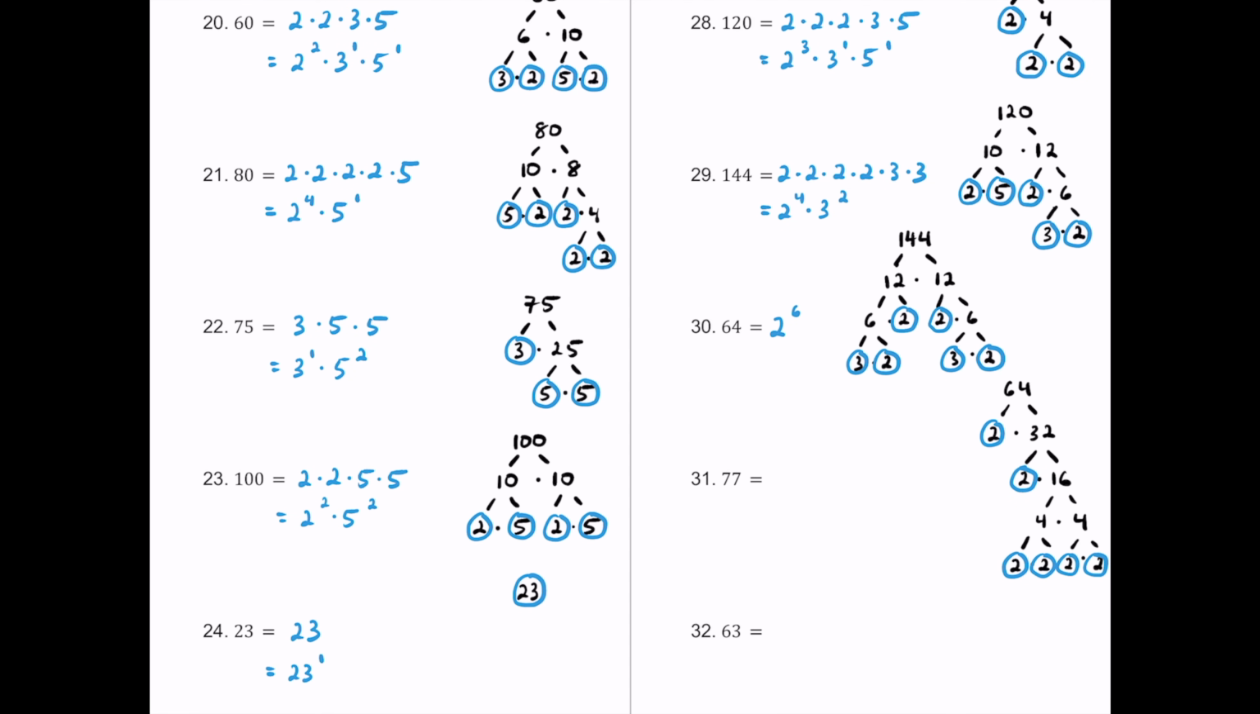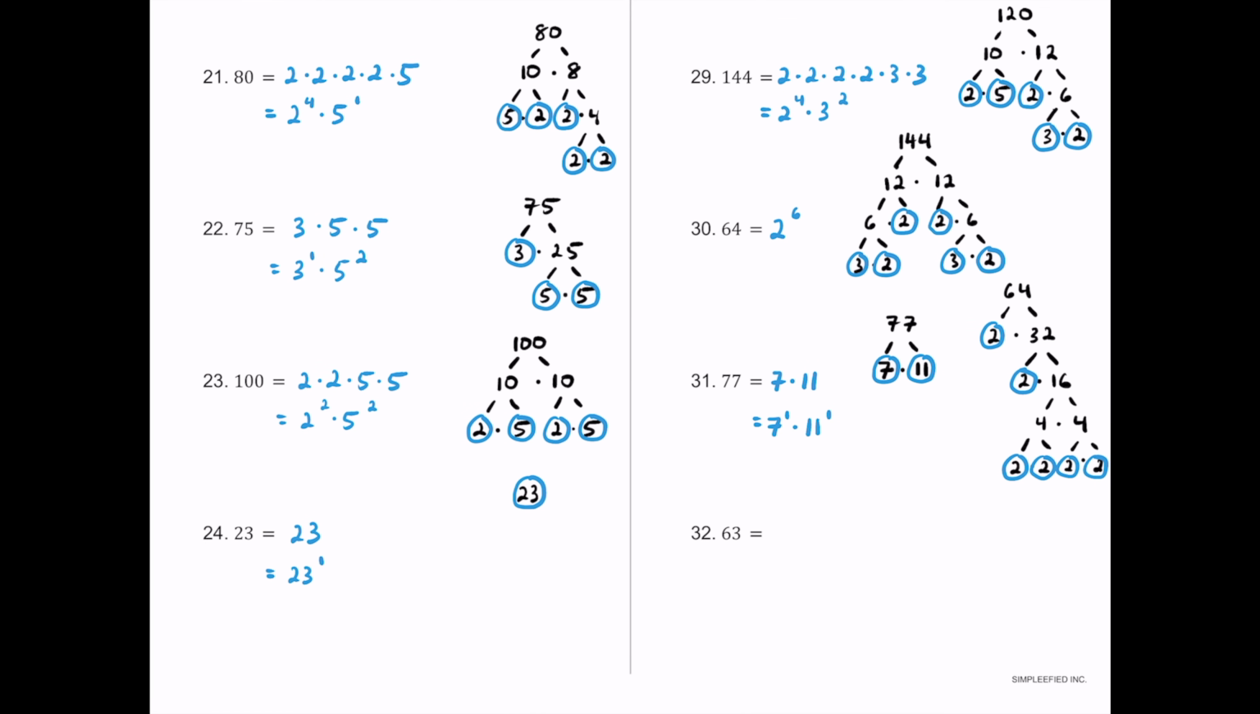Okay. For number 31, we have the number 77. So for 77, I'm going to break that into, I think, 7 times 11. And I think it's a pretty short tree. All right, it's just 7 is prime and 11 is prime. So we have 7 times 11. And using exponents, that's just 1 7 multiplied by 1 11. Okay, moving down to this last one, number 63.